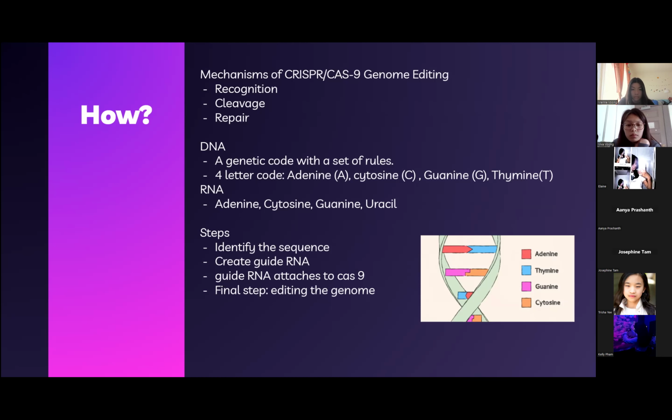Now that we learned the basics of DNA and RNA, we can now move on to the next topic: steps to use CRISPR-Cas9. To use CRISPR-Cas9, scientists first identify the sequence of the human genome that's causing a health problem. Then they create a specific guide RNA to recognize that particular code.